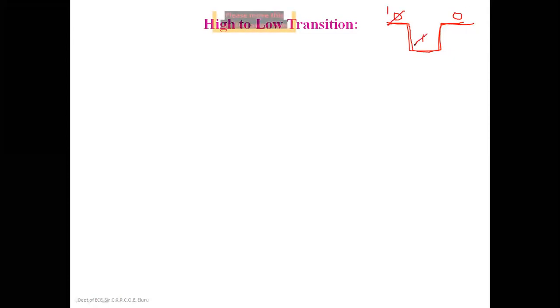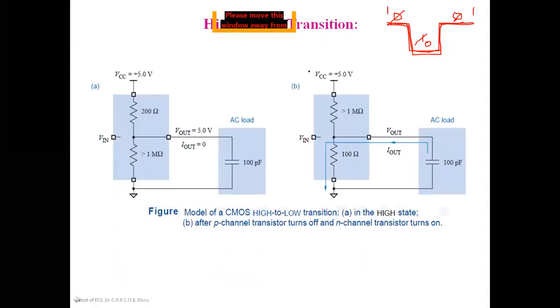Say 1, 0, 1. So here, high to low transition, and then low to high transition. Observe these two diagrams here, figure A and figure B. Figure A shows the initial conditions. Here we have considered the condition that is high to low.